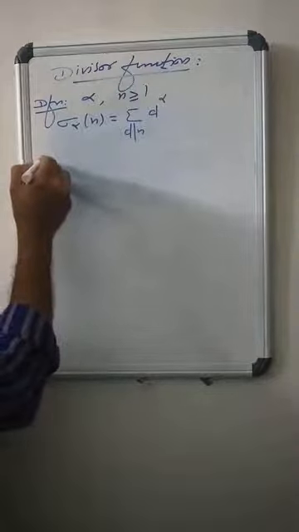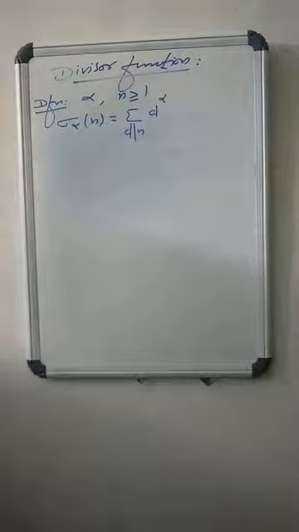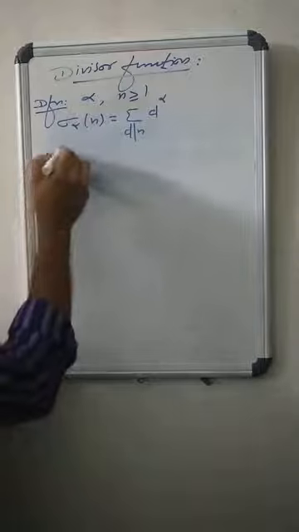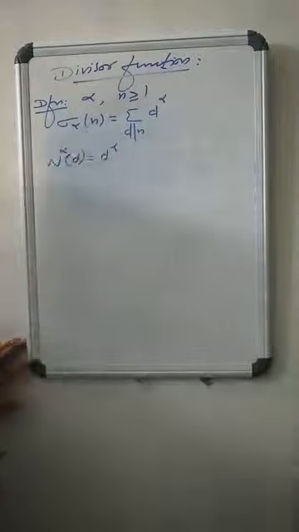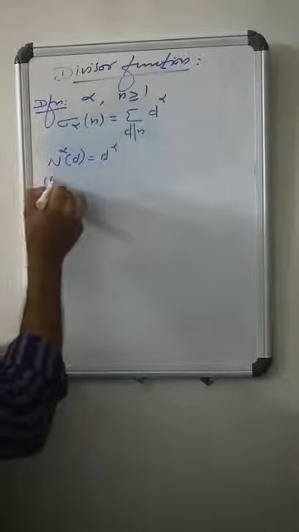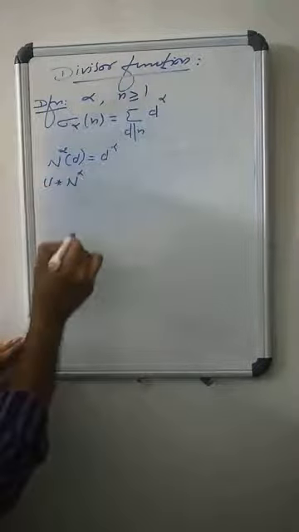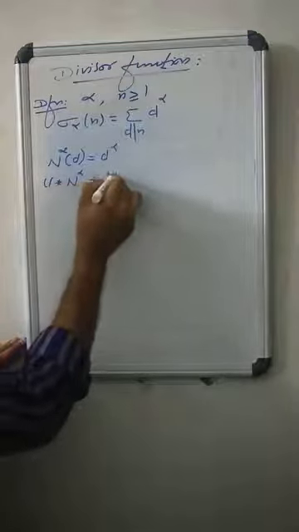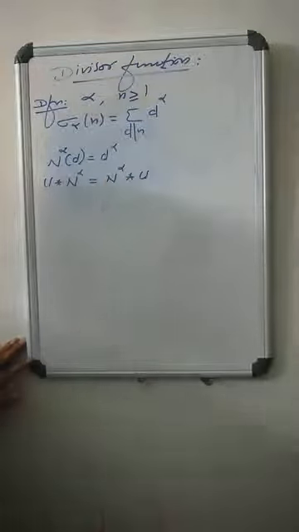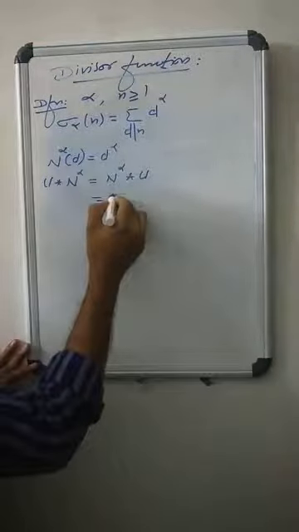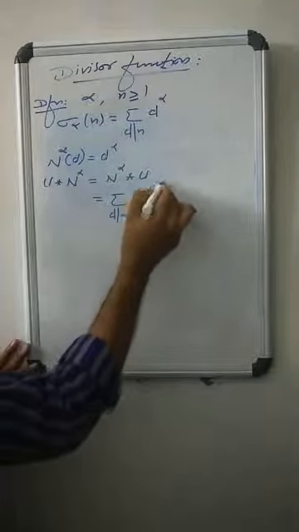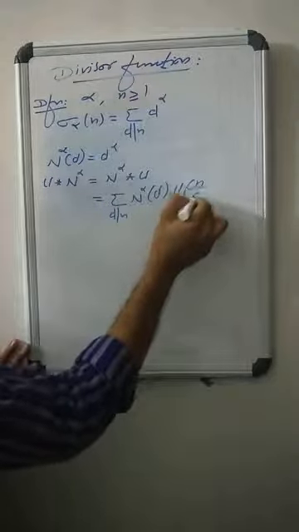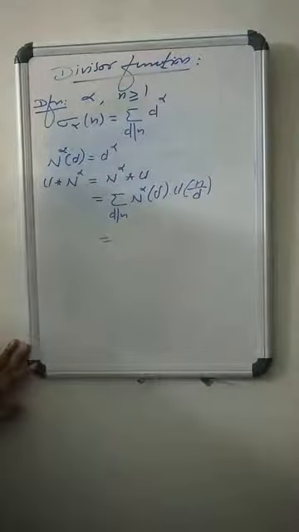Now, what about u star n power alpha? What is n power alpha? We know that n power alpha of d equals d power alpha. What about u star n power alpha? U star n power alpha equals n power alpha star u, because star is commutative, that is the reciprocal product, equals the sum over d divides n of n power alpha of d into u of n by d by definition. What is n power alpha of d?